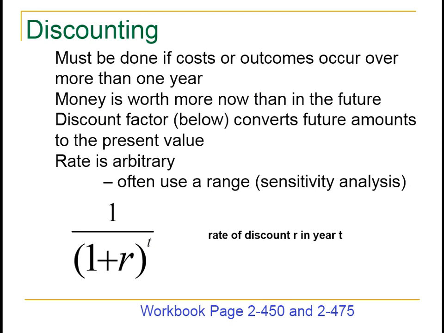You often use a range of discounting factors, which is a sensitivity analysis for this. And you sum the discount factors over the years. So for your first year you do this, and then you do it for the second year, and then you add them together until you have all of your years together to get your final amount.